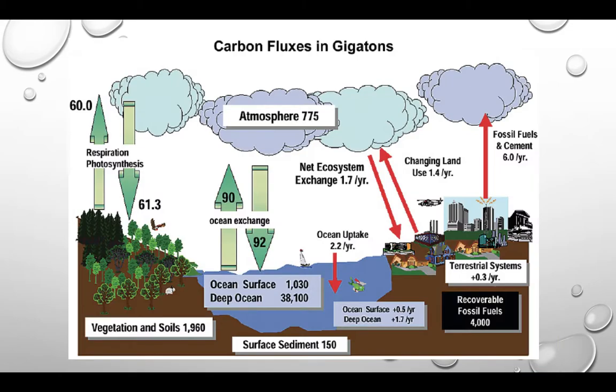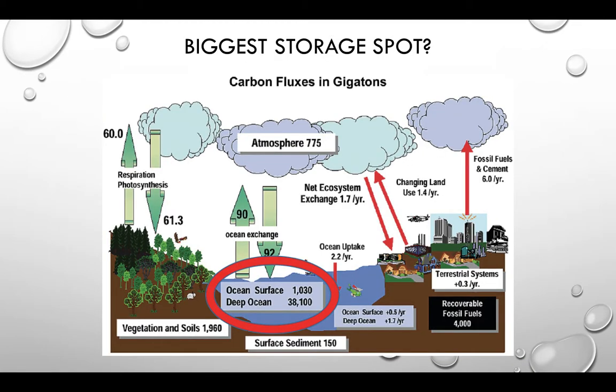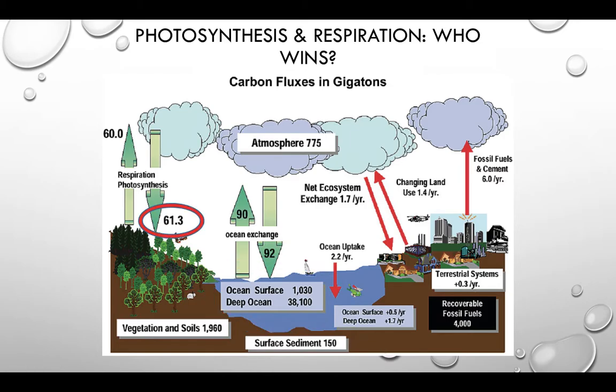So if we actually look at quantities, we'll actually look at amounts. This image has amounts. So which one is the biggest storage spot? The ocean. You'll notice what a huge quantity is stored in the ocean, whether it's at the surface or whether it's in the deep ocean. Our ocean is the biggest storage spot for carbon dioxide. If we look at photosynthesis and cellular respiration, though, one thing that's important to notice is who wins? If cellular respiration puts in 60 gigatons, 61.3 is actually used in photosynthesis.